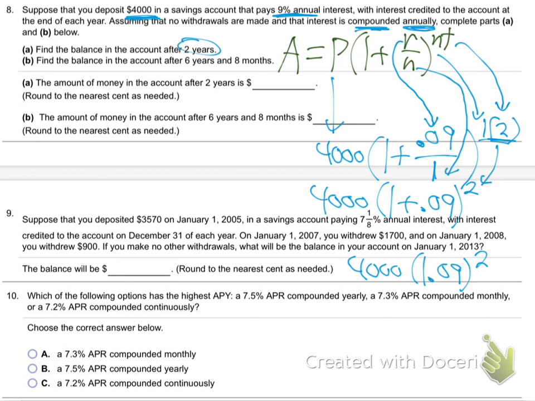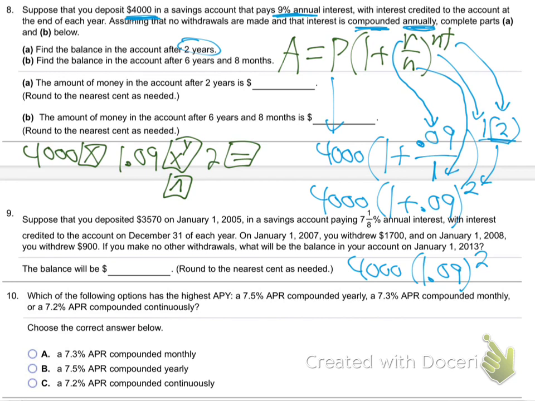You're going to type in 4,000 times 1.09. And then your power button is going to probably be like your X to the Y. On some calculators, it's an up arrow. Those are basically your Y to the X, X to the Y. It's going to be one of those 2 buttons, depending on your calculator. 2, and then hit equals or enter. And you should get an answer.